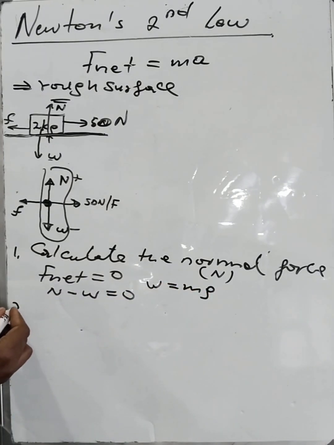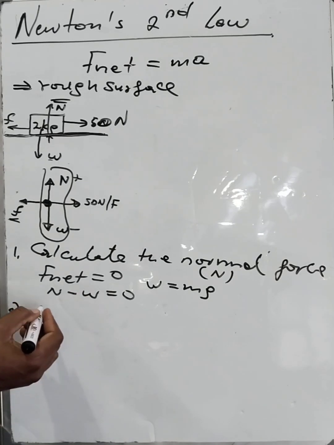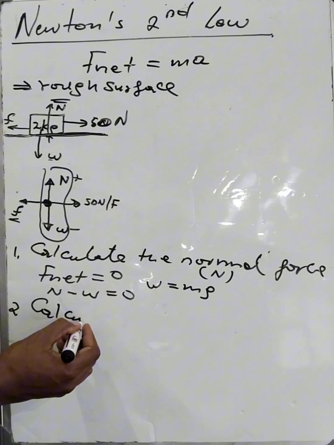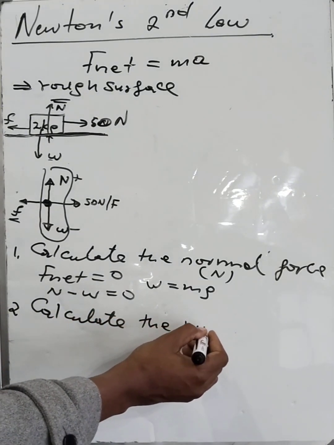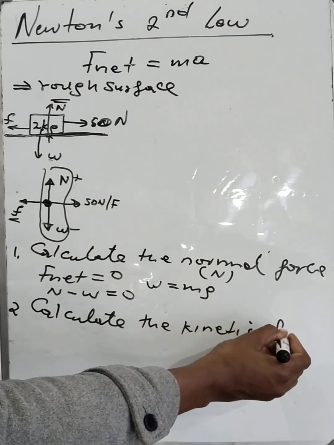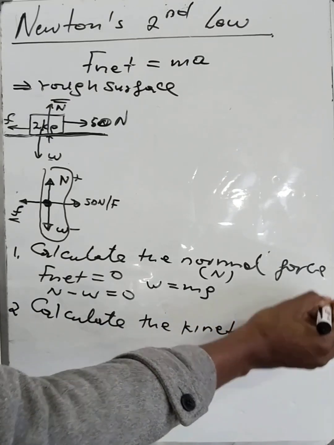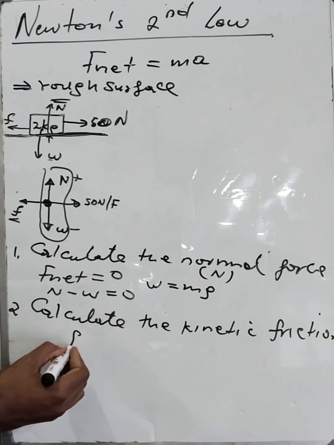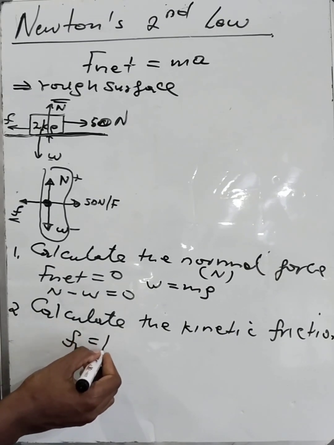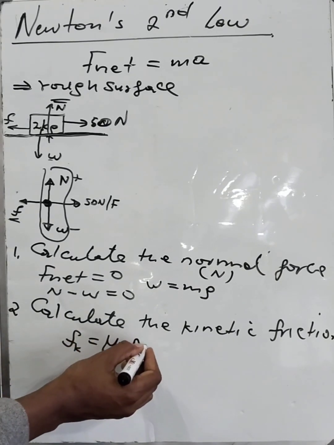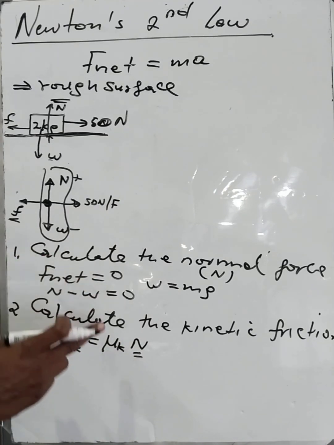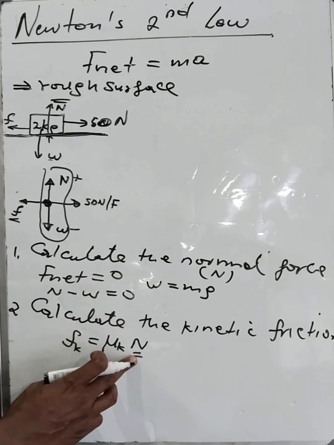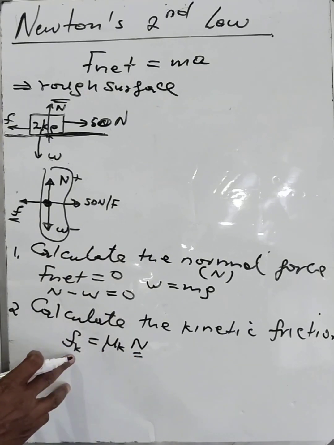Okay. Then the second question, now that there is a friction, after calculating the normal force, they can say calculate the kinetic frictional force. The formula is Fk is equal to mu k times the normal force. Remember, the normal force is from step number 1. You just take this normal force and substitute here. Okay, so you get the frictional force.